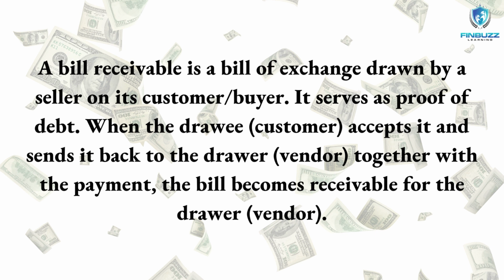The drawer can make different use of a bill receivable. He may keep the bill until it matures and then pays the drawee. He can sign the document on behalf of his creditors. With a bank, he can get the bill discounted. Hence, in simple terms, we can say that it is a contract between the seller and the buyer to reclaim or recover a debt.